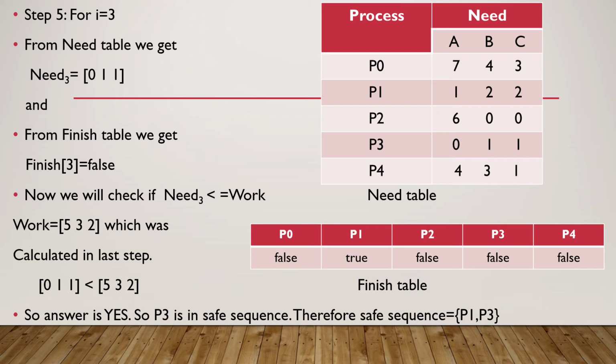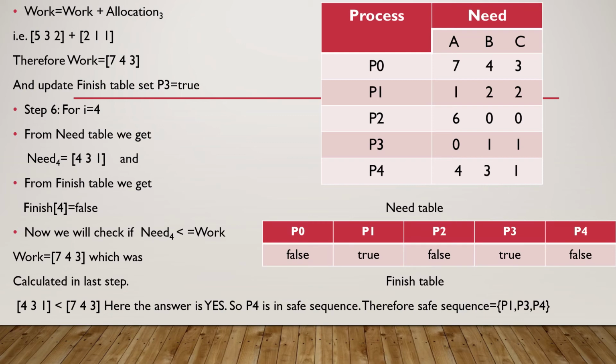Now we will change the value to I equal to 3, and now we will take the need of process P3. So that is 0, 1, 1. Again its finish of 3 value is false. Now check if the need is less than or equal to work. So need is 0, 1, 1 and it is less than 5, 3, 2. So the answer is yes. So we will put P3 in the safe sequence. So our safe sequence will become P1, P3.